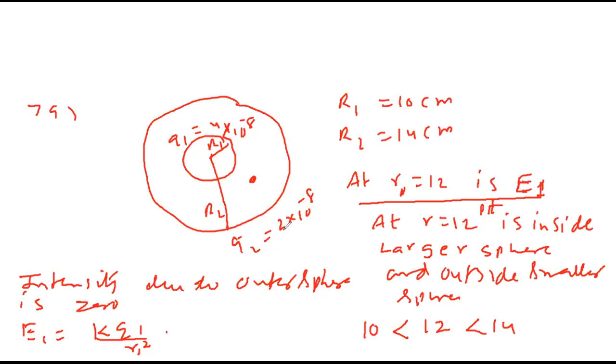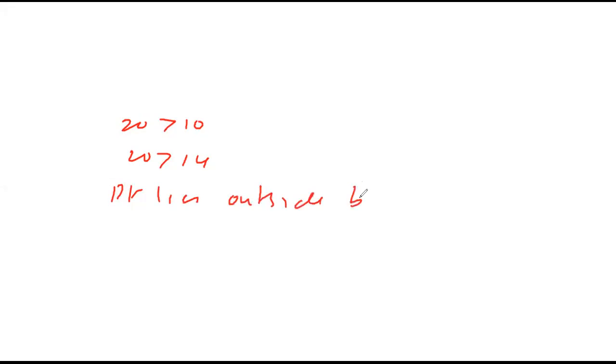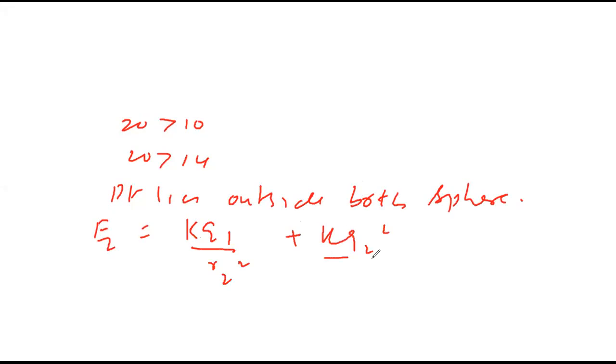Now for the second one, R is 20. So 20 is greater than 10, and 20 is greater than 14 also. So the point lies outside both the spheres. Outside both spheres, E2 will be K Q1 upon R2 square plus K Q2 upon R2 square.